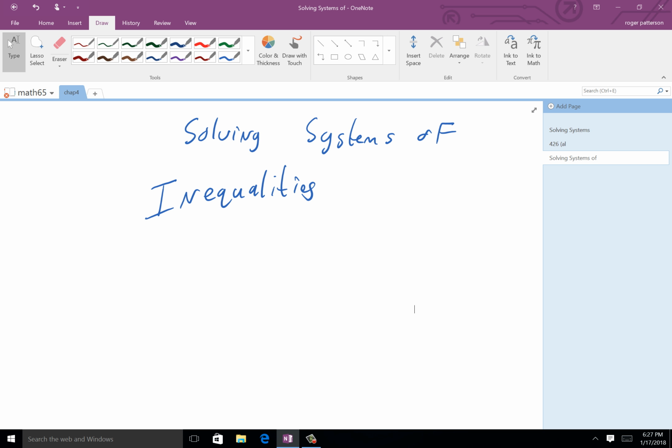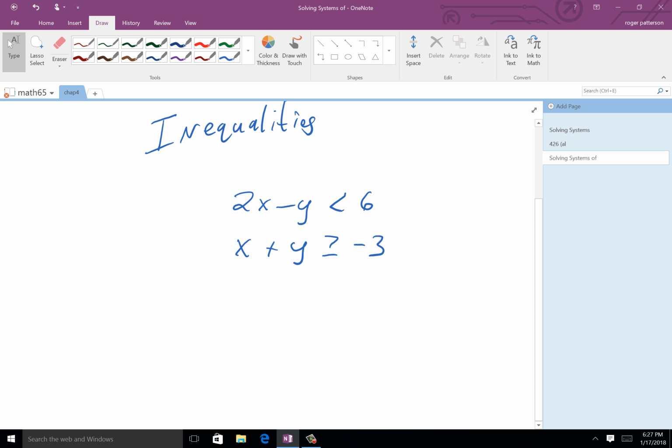So let's take a look at, okay, what does a system of inequalities look like? Well, they look like this. If we have 2x minus y is less than 6, and x plus y is greater than or equal to negative 3, that's called a system of inequalities because it has our little inequality signs. This one, remember, means less than. 2x minus y is less than. The mouth always eats the biggest thing. And x plus y is greater than or equal to, because it has this down here, negative 3.